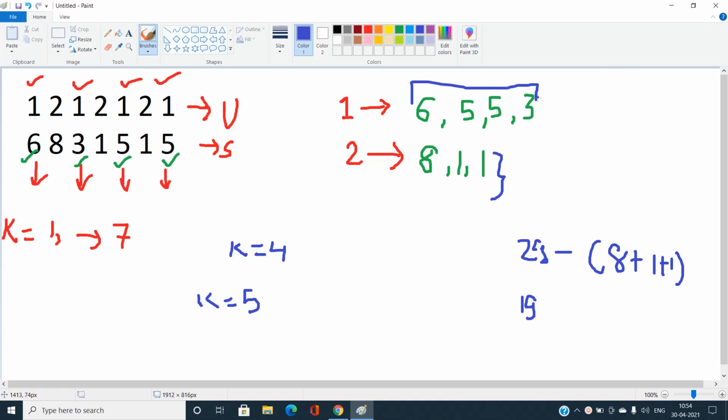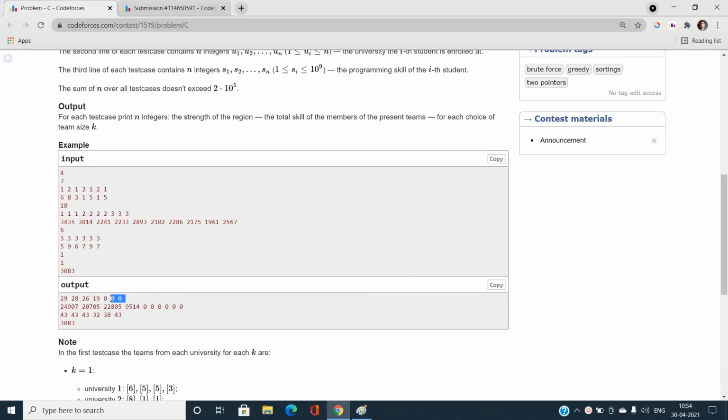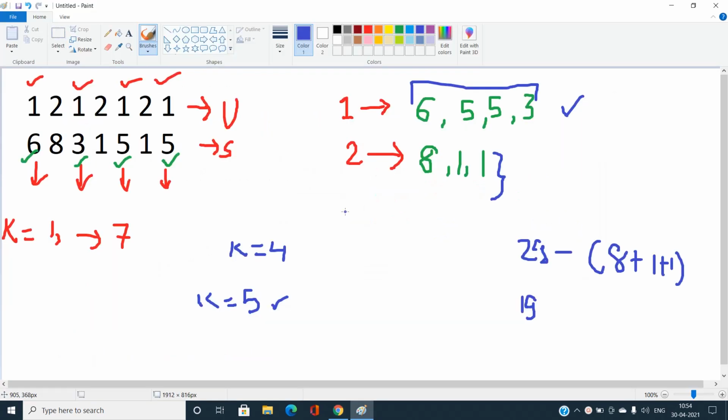So I cannot send any team starting from k equal to any group of teams whose frequency is going to be less than k, if k is going to be greater than 4. So for every value starting from k equal to 5, 6, 7, my answer should come out to be 0. Okay, so this is going to be the understanding of this problem.